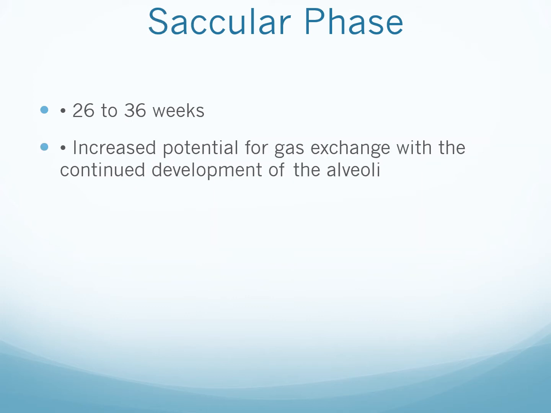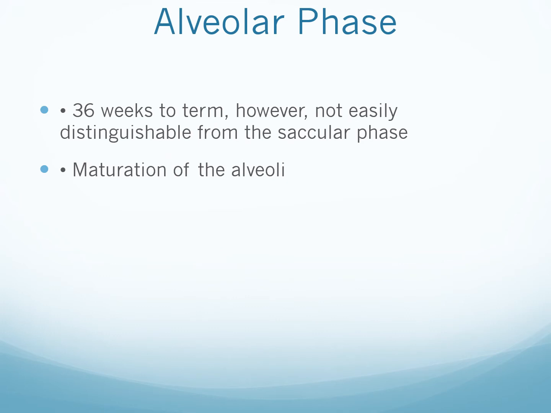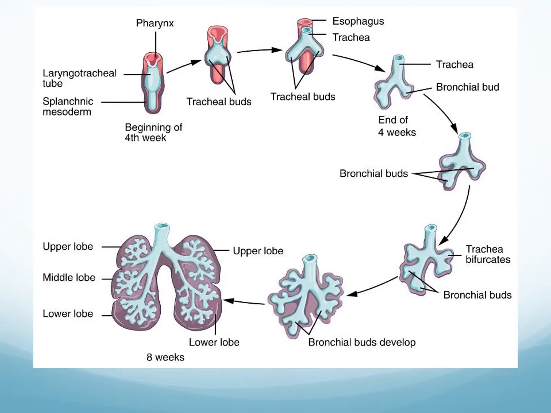The next phase is the saccular phase. 26 to 36 weeks. Increased potential for gas exchange with the continued development of the alveoli. The next phase is the alveolar phase. 36 weeks to term, however, not easily distinguishable from the saccular phase. Maturation of the alveoli. This illustrates the embryonal stage of lung development. Trachea and major bronchi at 4 weeks through 8 weeks.